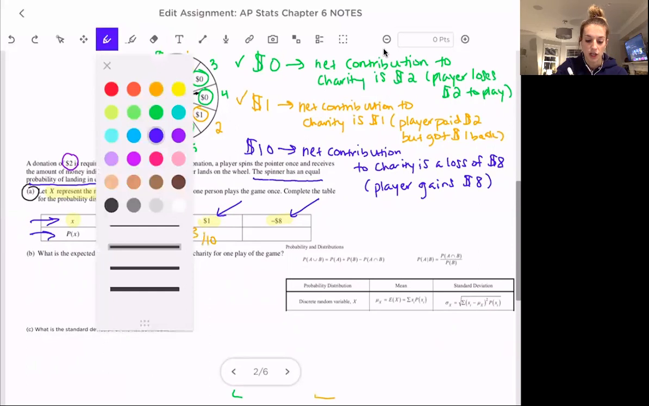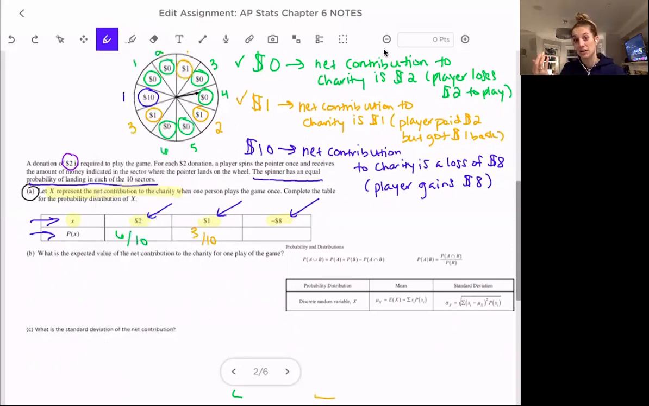And lastly, for the charity to net negative $8, so actually to lose $8, there was a 1 in 10 chance that that would happen. All right, so there's 3 different outcomes for any particular spin. Okay, so that's your probability distribution. Now we can use that distribution to answer part B. What is the expected value of the net contribution to the charity for one play of the game?